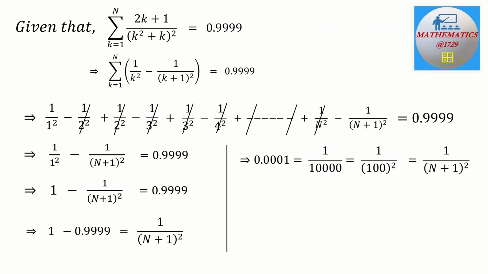Here when you compare the denominators, we get n+1 equals 100. Now n equals 100 − 1, which is 99. So this is the final answer, that is n equals 99.